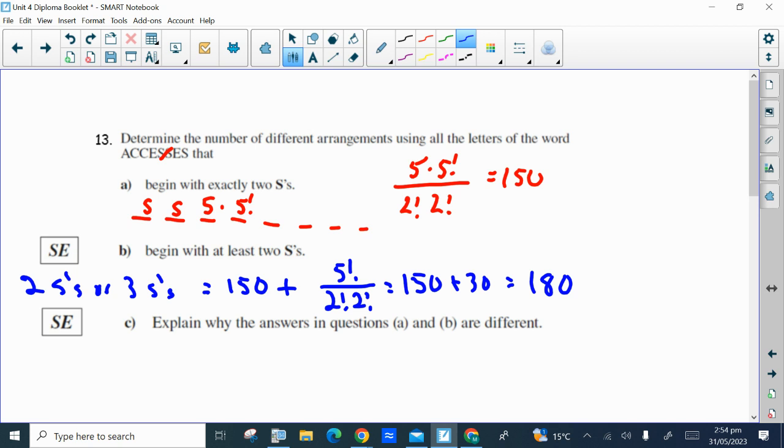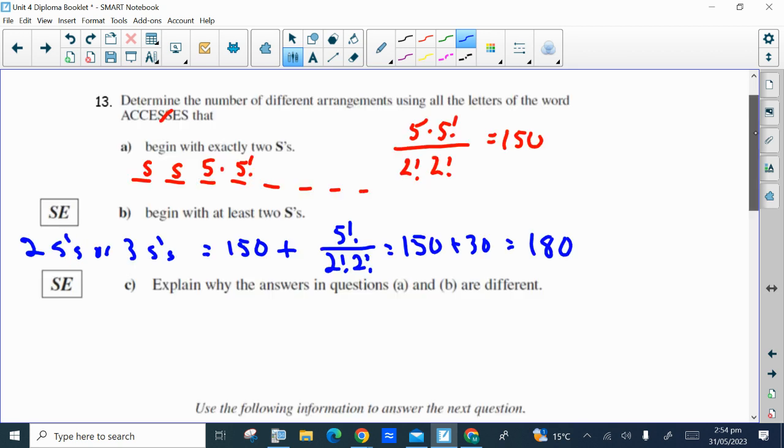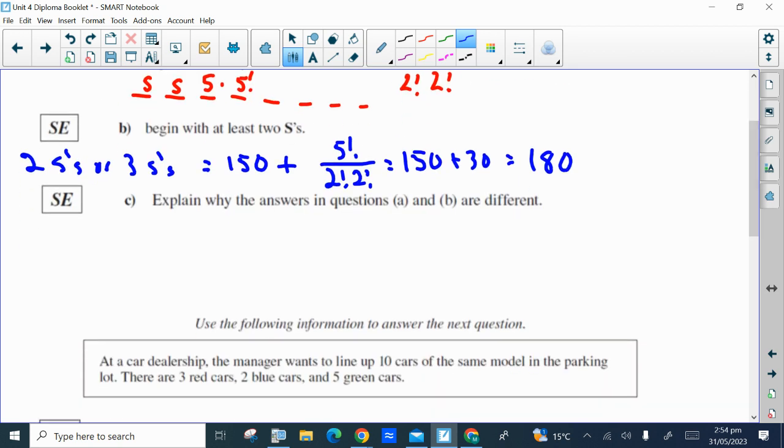Part C says, explain why the answers in questions A and B are different. There are getting to be more and more of these on the diploma exam, where you have to do some writing about the question. Why did you have to do it this way? How is it different? So there's a pretty good chance that there's going to be a question on the diploma exam where you have to write something out.